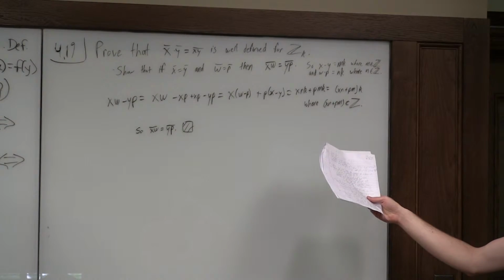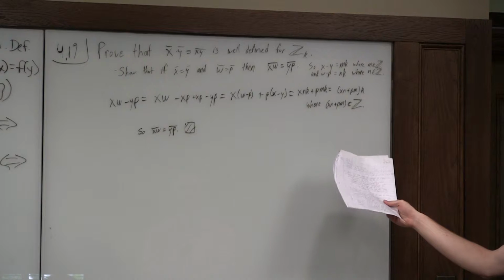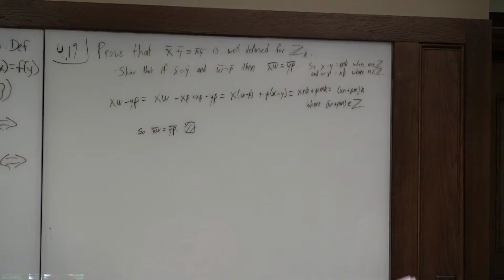I showed that if the equivalence class of x is equal to the equivalence class of y, and the equivalence class of w is equal to the equivalence class of p, then the equivalence class of xw is equal to the equivalence class of yp. Okay, let me just put you on pause for a second. Does everybody fully understand at this point why we're doing this?